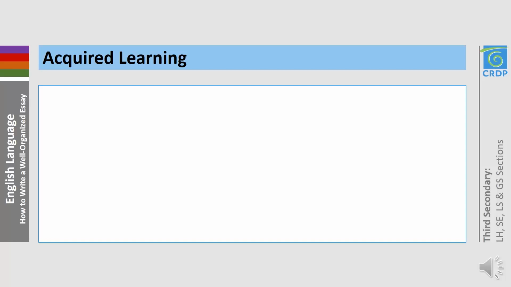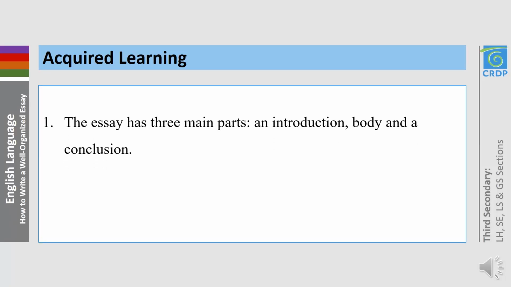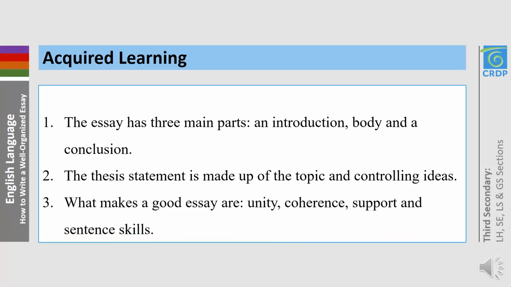What we've learned throughout this session is that an essay has three main parts: an introduction, body, and a conclusion. We also learned that the thesis statement is made up of the topic and controlling ideas. What makes an essay of high quality are unity, coherence, support, and sentence skills.